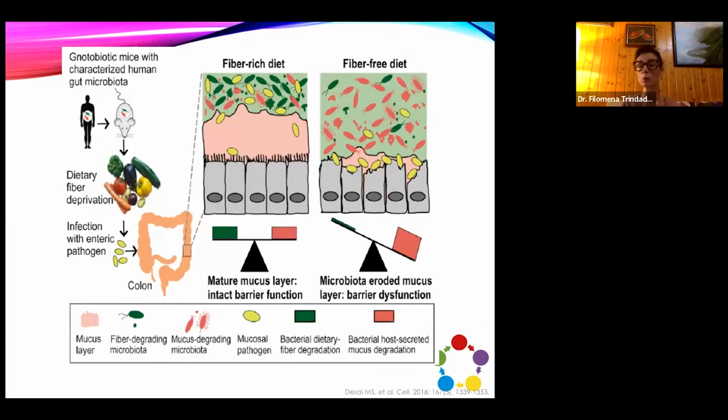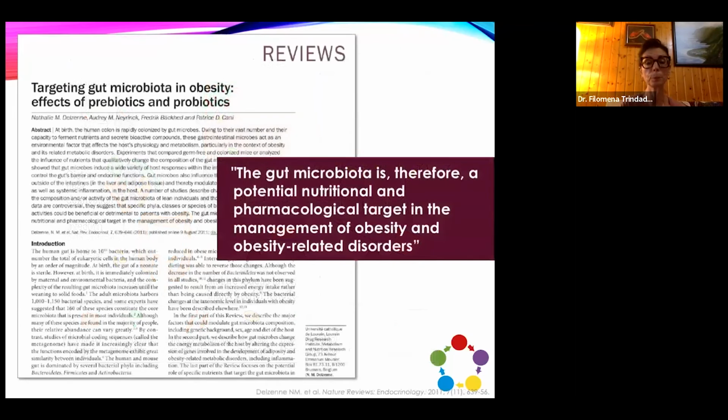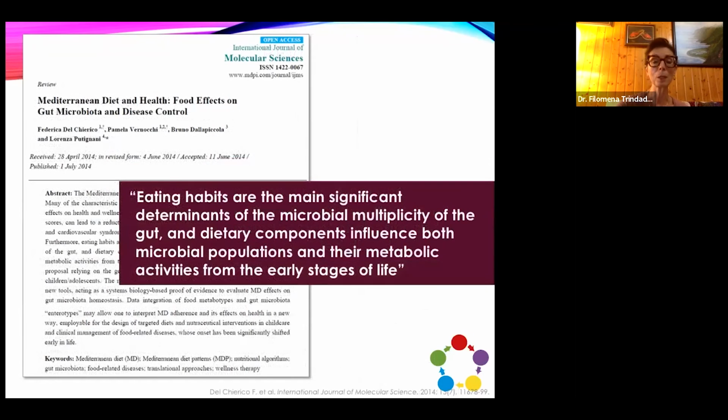And I remember I told you that the colonocytes are fed predominantly with butyrate. And this is just a few studies. I wanted to leave you with a few references that you can use for your patients. This is looking at the effects of prebiotics and probiotics in the gut microbiota, and really saying how that should be your pharmacological target when you're looking at obesity and insulin resistance and type 2 diabetes.